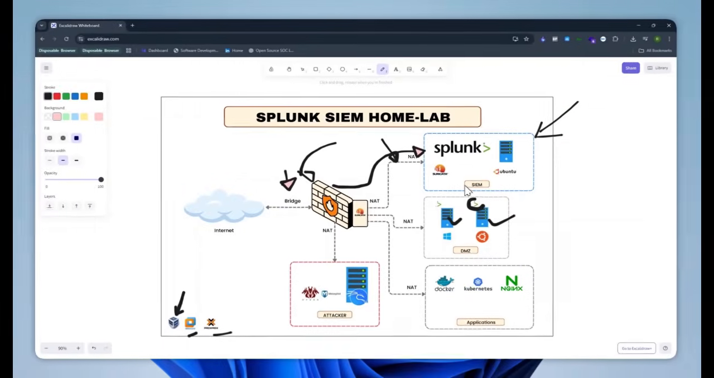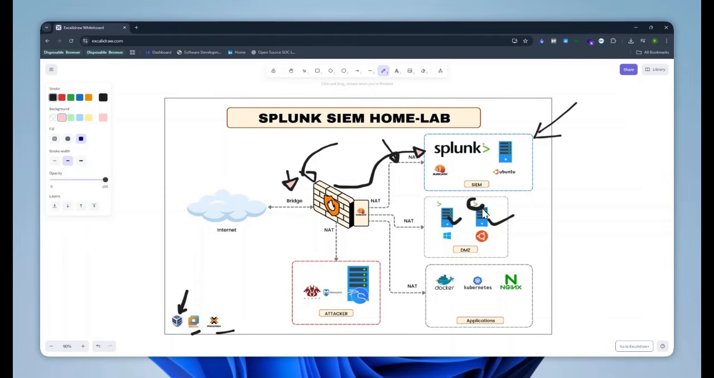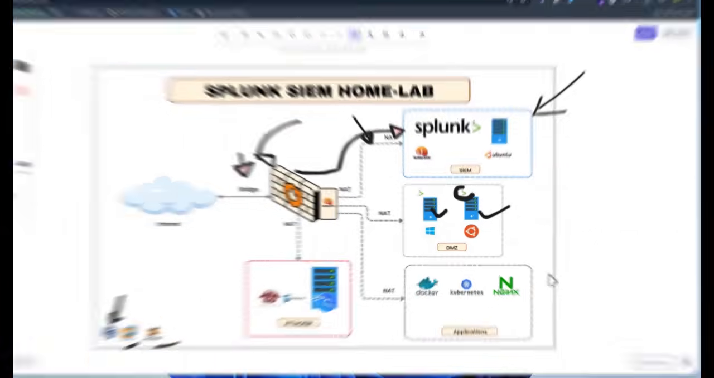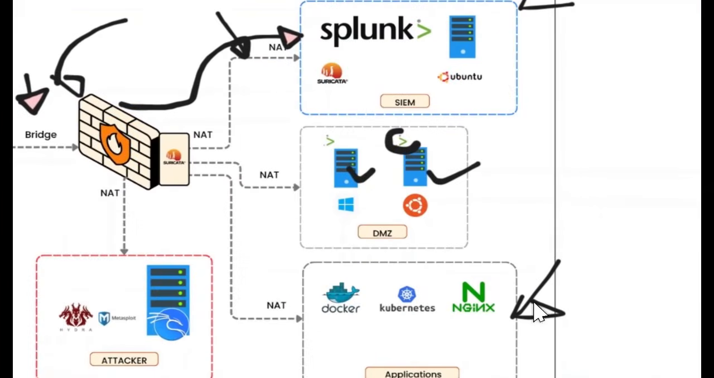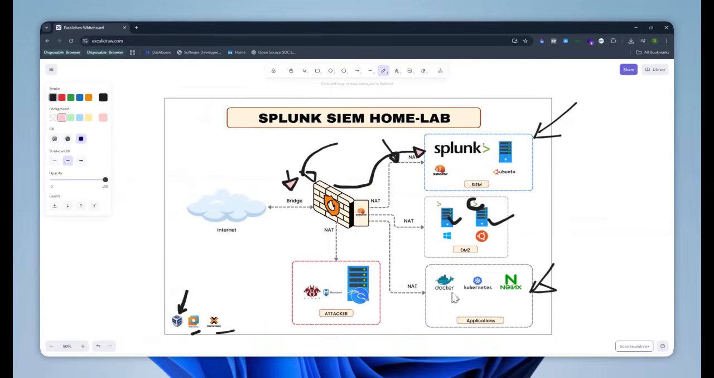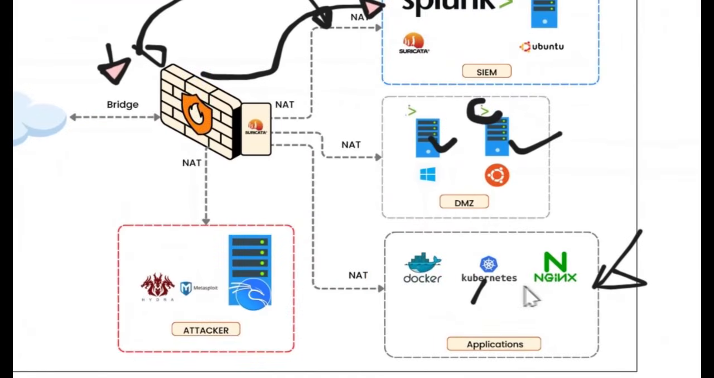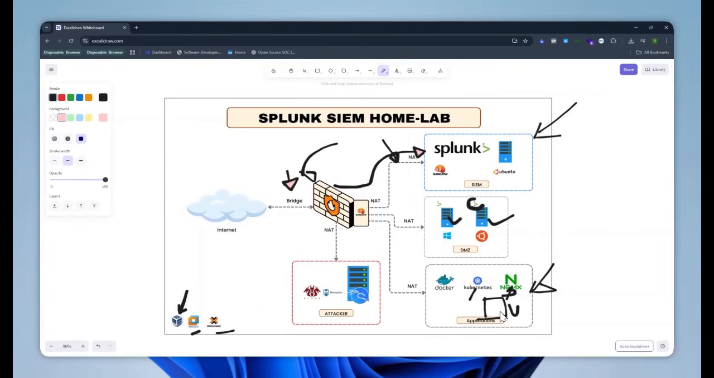Remember, you have to install the Splunk Universal Forwarder on both the Windows and Ubuntu machines. Finally, these three servers are all enterprise applications. So we have Docker, Kubernetes, and Nginx, which is a proxy. All of this will be installed on another Ubuntu server. And this is how the entire design has been done. So we will learn to set up this entire home lab from scratch.